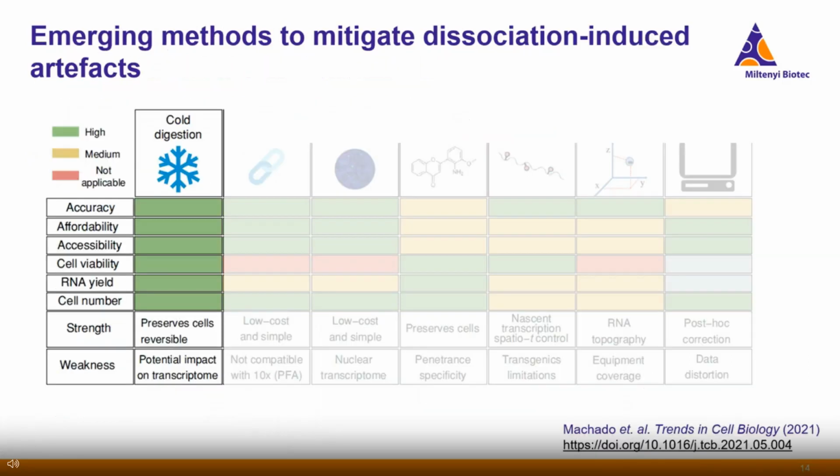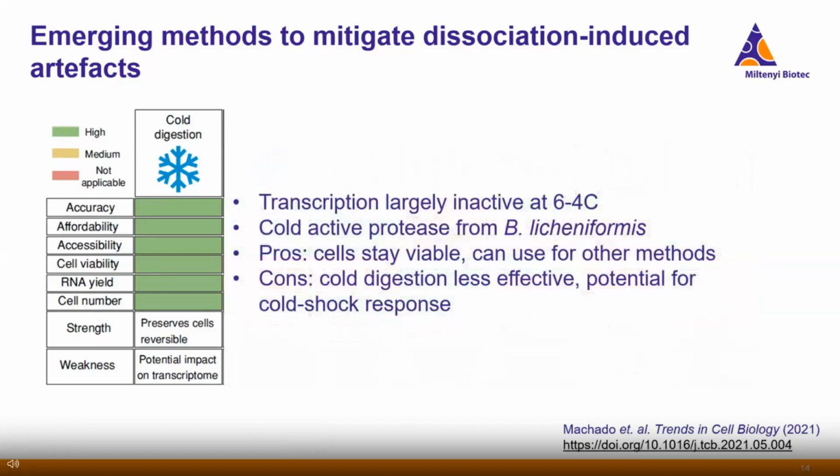Cold tissue digestion is an established method in that it was initially published 5 years ago, so a long time for single cell sequencing methods. The transcriptional machinery is largely inactive at low temperatures, which slows down the dissociation-induced gene expression alterations, and the enzyme most commonly used for cold digestion is a cold active protease derived from Bacillus licheniformis, which has a history of use in industrial applications and in laundry detergent. You can also use standard digestion enzymes at 4 degrees, but of course they're going to be less effective.